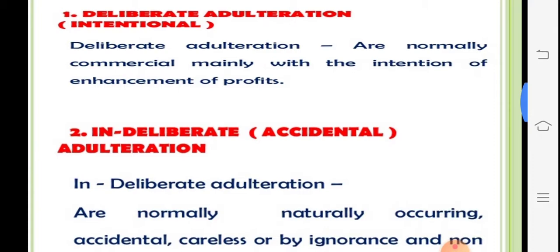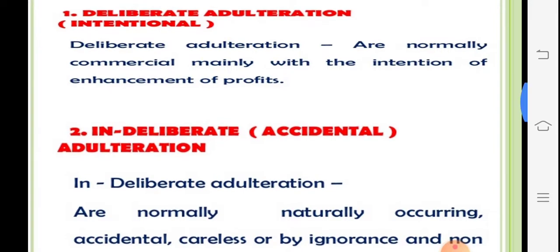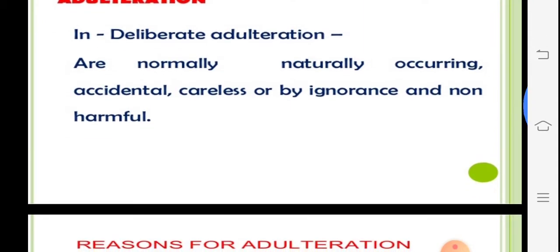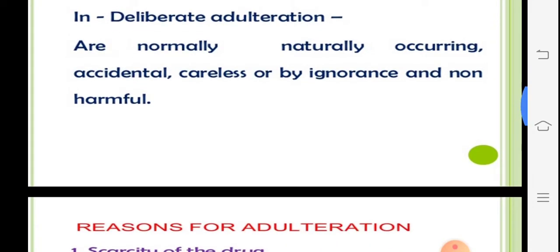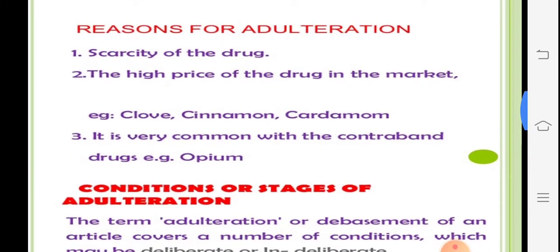The first type, deliberate or intentional, is normally commercial, mainly with the intention of profit. The second, accidental, is added due to ignorance, and generally the additions are non-harmful in character. Then the reasons for adulteration: due to the scarcity of a drug, suppose some drugs are very costly or not produced in large amounts, so the chance of addition is there.